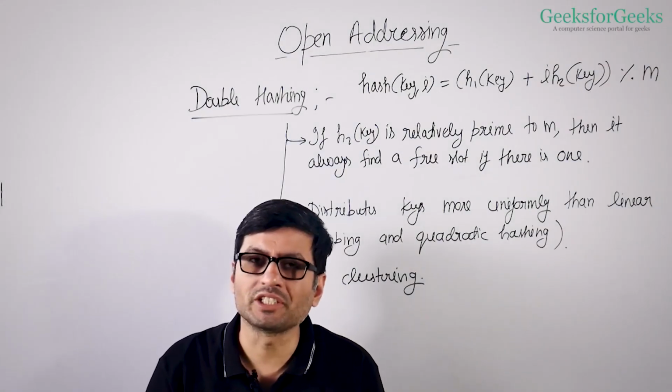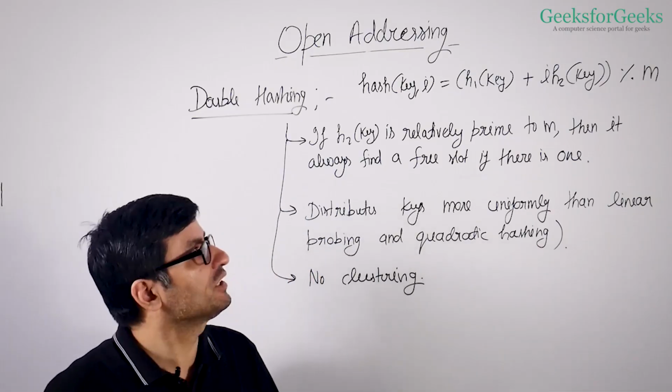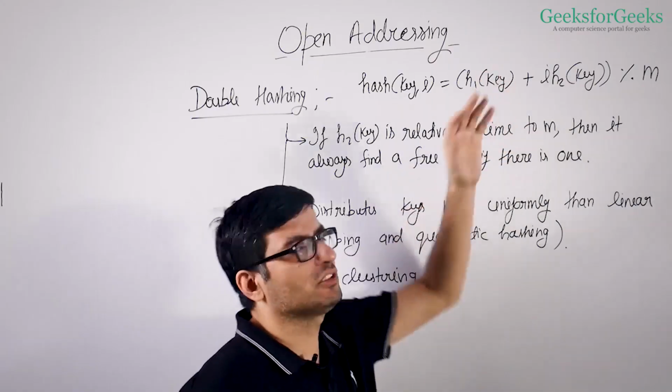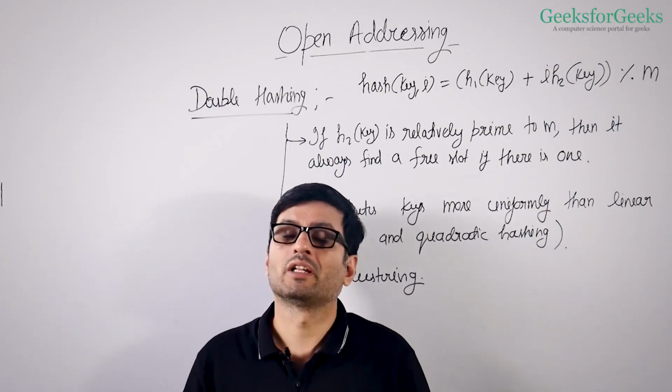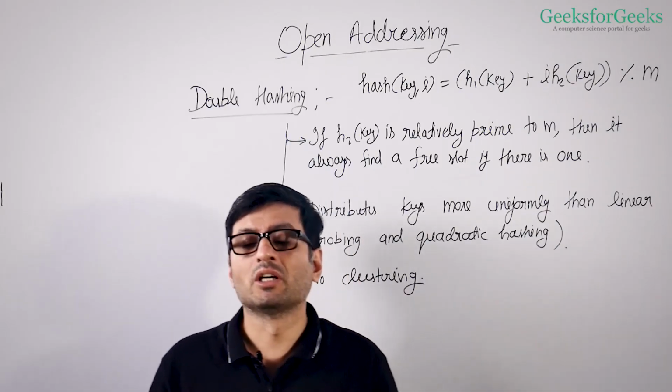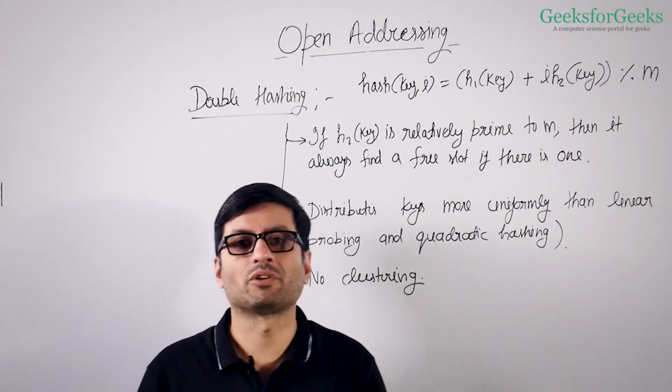In double hashing, we use two hash functions. One hash function is our original function that we discussed, something like key & 7. Then one more hash function to find the next slot while we are probing for a free slot.